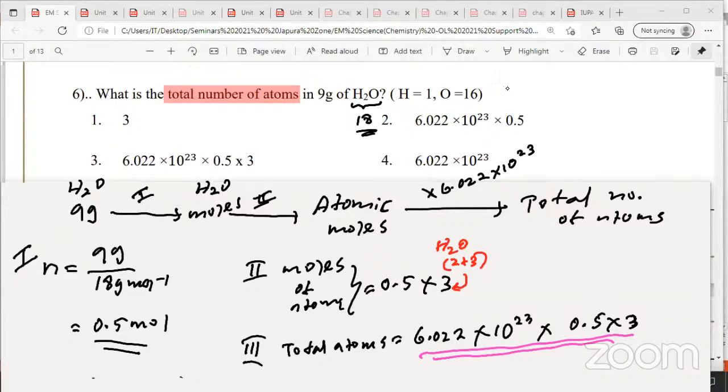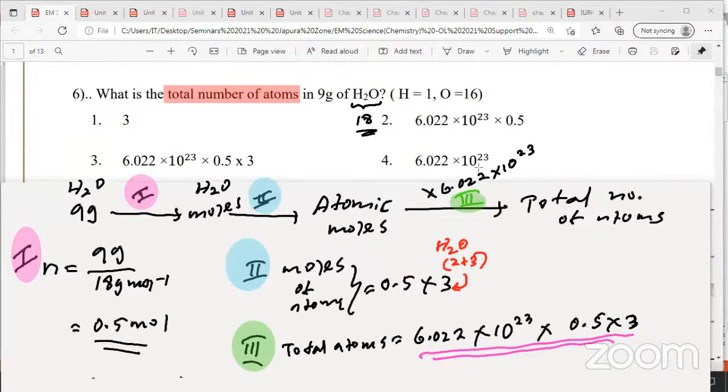Okay, what is the first one? Convert grams into moles. What is the second step? Convert moles into atomic moles. Convert water moles into water atomic moles. Last step, the third one: find the total number of atoms.